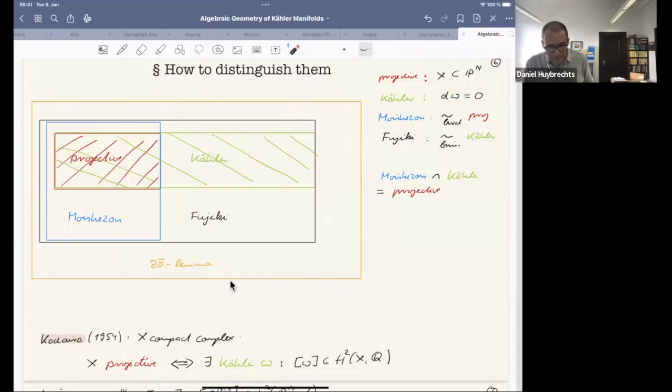And then there are two further classes I want to mention. One is Moishezon, which some also call an algebraic space, and the other is Fujiki. Let me only say something about Moishezon. It could happen that you have a complex manifold that on a big open part looks like an algebraic variety, but itself is not algebraic. That's a Moishezon variety. So it's something that's birational to something projective. The analog for Kähler manifolds of Moishezon is Fujiki, and that means every compact complex manifold that is bimeromorphic to a Kähler manifold.